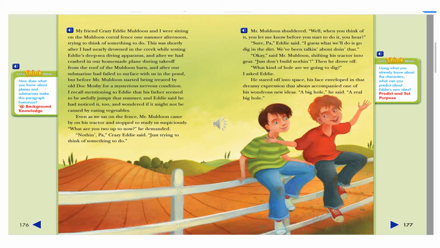"What kind of hole are we going to dig?" I asked Eddie. He stared off into space, his face enveloped in that dreamy expression that accompanied one of his wondrous new ideas. "A big hole," he said. "A real big hole." Continue reading the story to yourself.